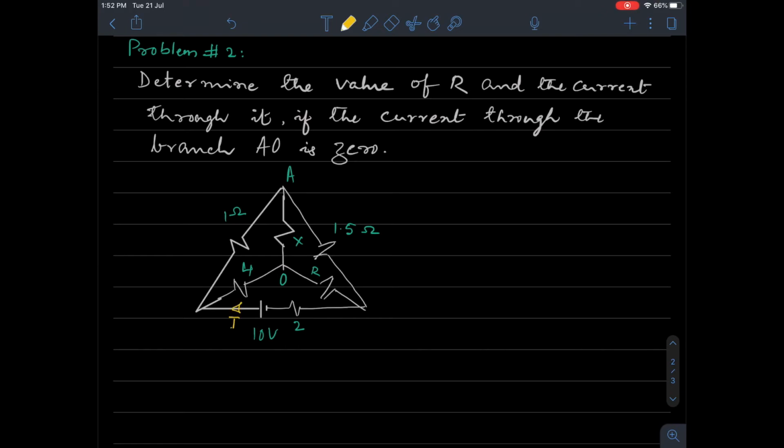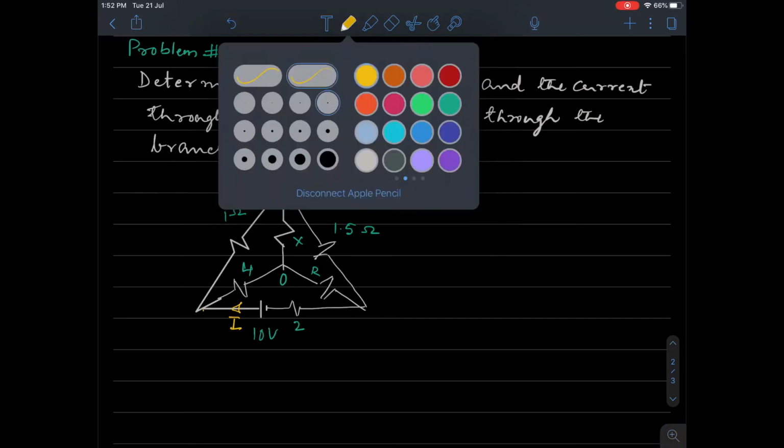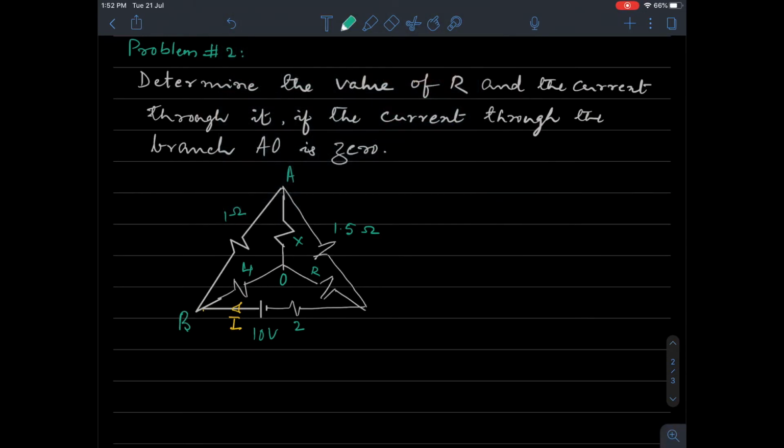Let me say that this current is I. From the positive of the source, I ampere would come to, let me call this point, this terminal B and this terminal C. Now I will try to understand the current distribution.